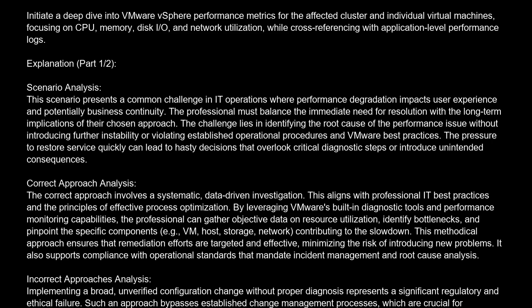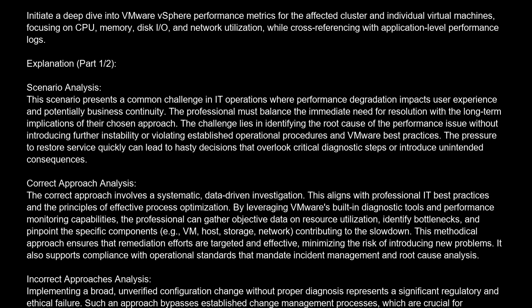Explanation: scenario analysis. This scenario presents a common challenge in IT operations where performance degradation impacts user experience and potentially business continuity. The professional must balance the immediate need for resolution with the long-term implications of their chosen approach. The challenge lies in identifying the root cause of the performance issue without introducing further instability or violating established operational procedures and VMware best practices. The pressure to restore service quickly can lead to hasty decisions that overlook critical diagnostic steps or introduce unintended consequences.